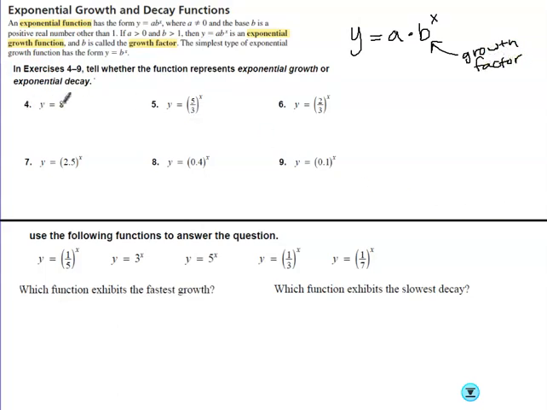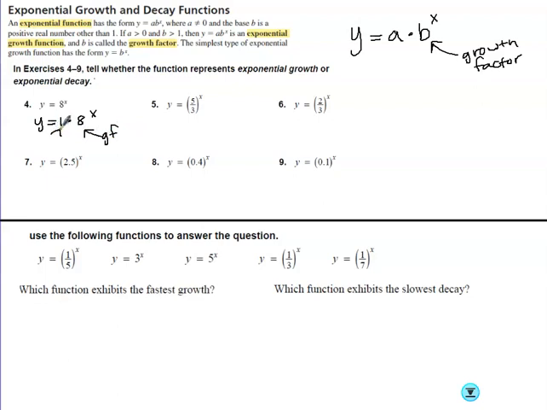So for example, in number 4, I have y equals essentially 1 multiplied by 8 to the power of x. So that growth factor is going to be 8. We're multiplying by 8 over and over and over depending on what our x value is. If x was 3, this would be 8 times 8 times 8. If x was 2, it would just be 8 times 8. So the growth factor is the number that we're multiplying repeatedly.